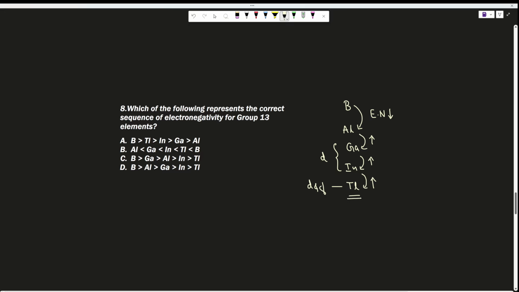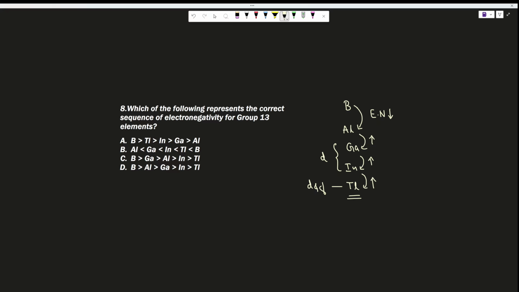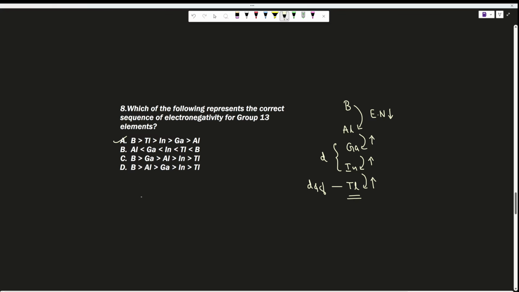And this increase will be much more than expected. Fine. So what happens is boron will be highest. Then when you move down the group, next comes thallium. So here the order actually will be this. So how you can remember this is, first it is boron.